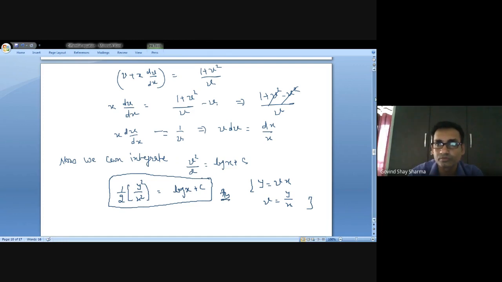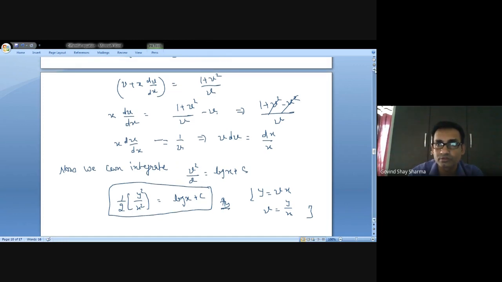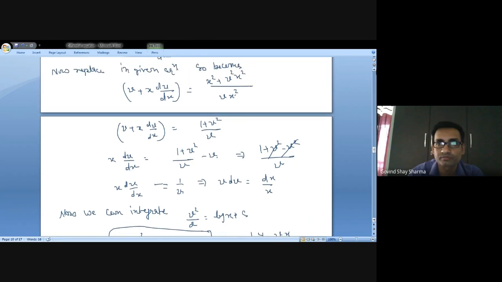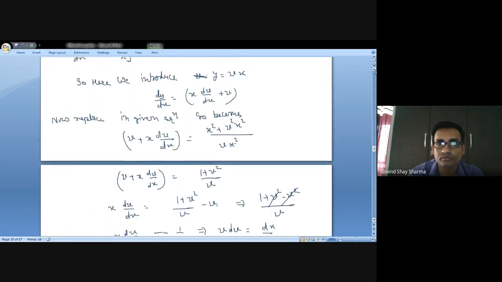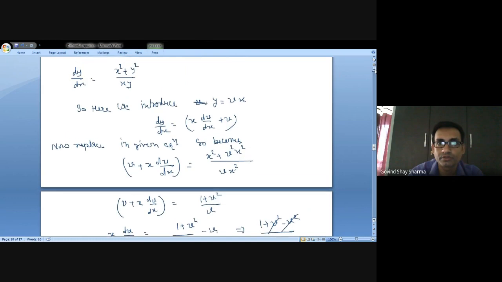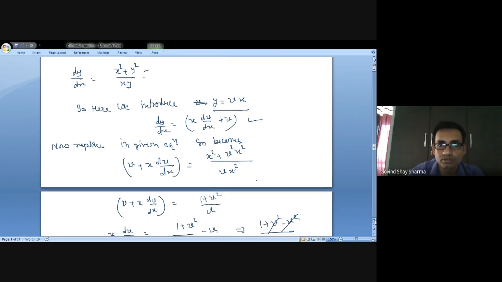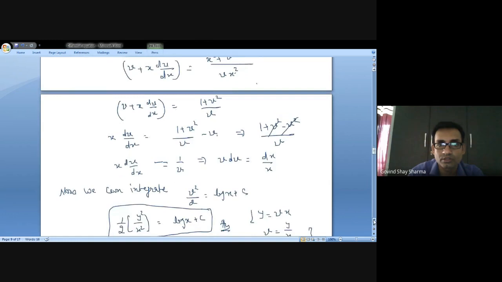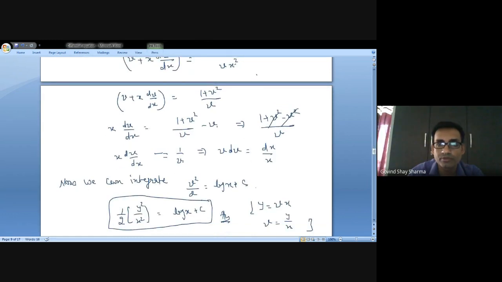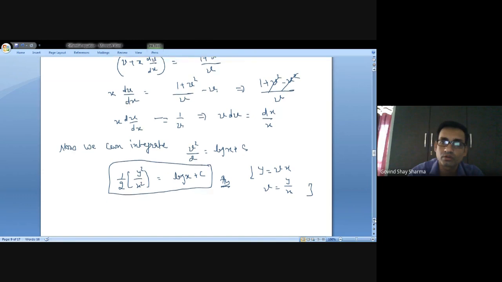I hope that I explained again a differential equation of this type. Each term has the same degree. Now we introduce y is equal to vx, dy upon dx will become this, we put it in and integrate by variable separation. Okay. Now we take another example.